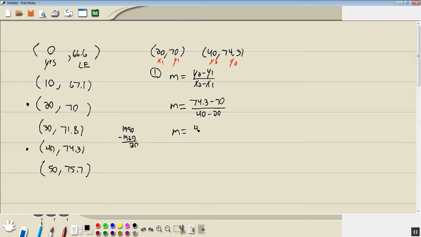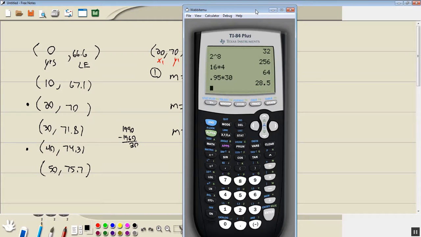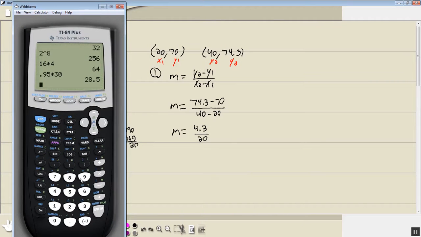And not very good decimals, but let's see. If that's 4.3 over 20, what if that comes out nice? Okay, calculator. 4.3 divided by 20. If it's got a lot of decimals, then oh, that's not bad. 0.215.